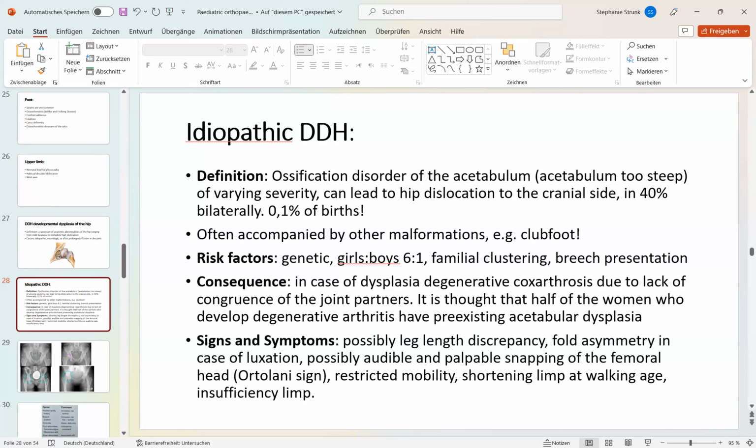Signs and symptoms are very, very hard to assess, especially in the newborn. If you have a dislocation, you might possibly see a leg length discrepancy. You might see a fold asymmetry in the case of luxation. And sometimes, possibly, I'll show you more about that, an audible and palpable snapping of the femoral head, the Ortolani sign, or there may be restricted mobility. If the kids start walking, there may be a shortened limb at walking age, but only if you have a real dislocation, not if you have just a mild dysplasia.